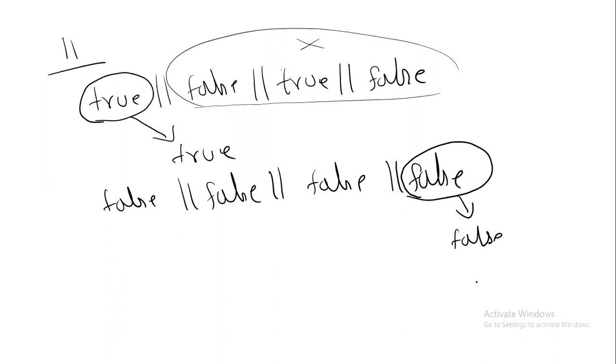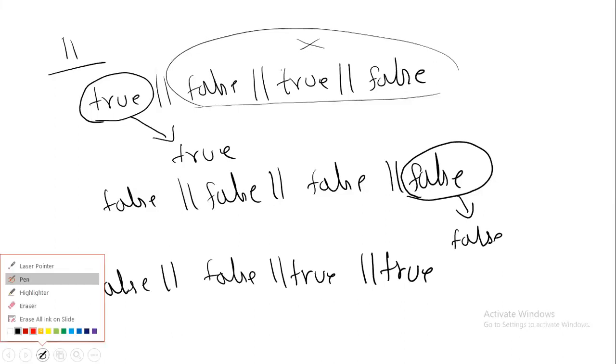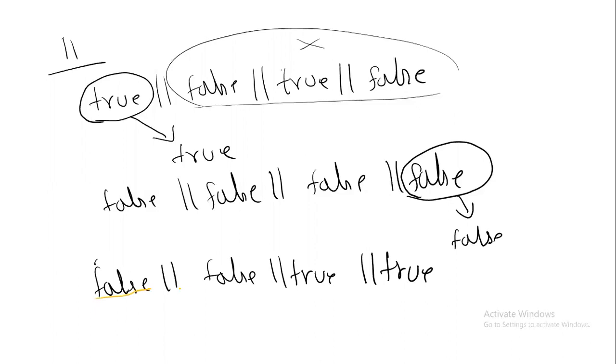If there is a false, then a false, then a true, and again a true, what will happen? The compiler will check this one, it is false. It will check the second condition, it is false. When it sees the first true condition, immediately the control will come out and it will return the first true condition. The answer is true. Please take this as a screenshot.